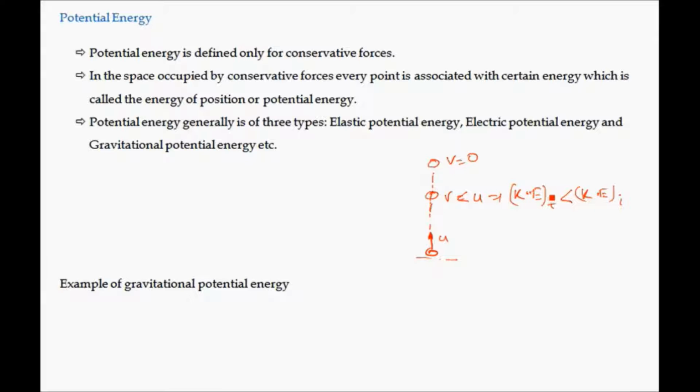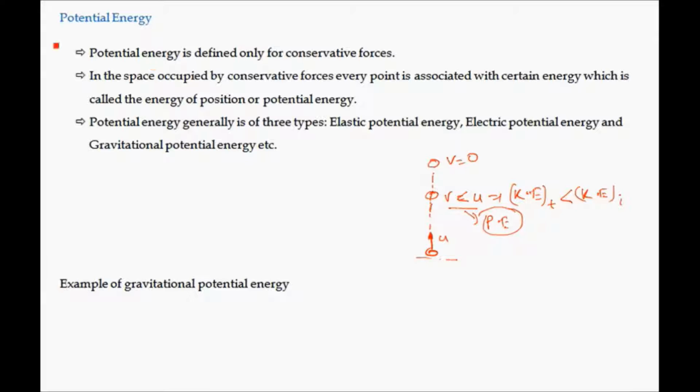As the kinetic energy decreases, it must be converted into some other form of energy as per the conservation of energy, and this energy is called potential energy. So kinetic energy at any point is converted into potential energy, and potential energy is associated with the position. In a space occupied by a conservative force, every point is associated with a certain energy, which is called the energy of position, or potential energy.